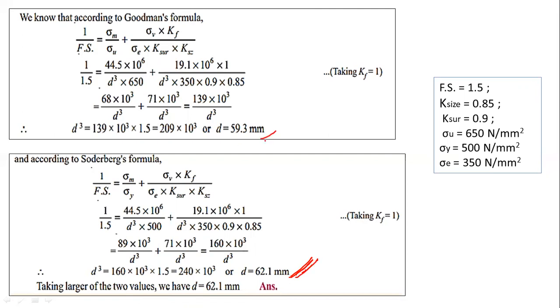Diameter of the shaft d equal to 59.3 mm according to Goodman's method. Okay, taking larger of these two values, we have small d equal to 62.1 mm is the larger value. So I suggested this diameter 62.1 mm is the suitable diameter of the shaft. Okay, so this is the one method problem.